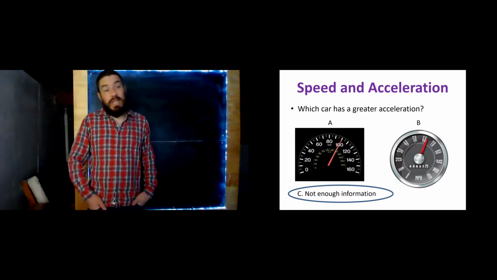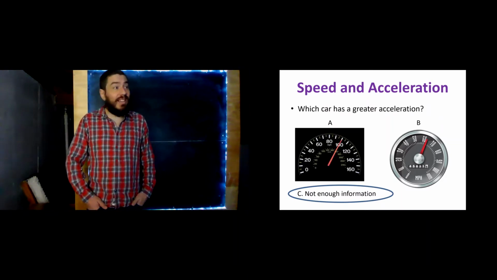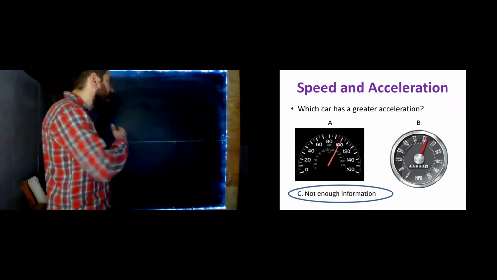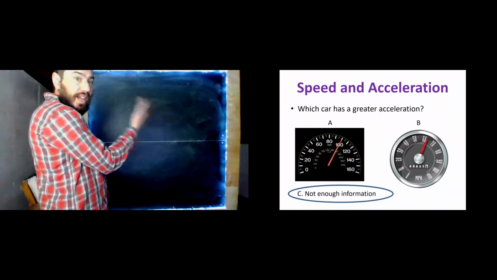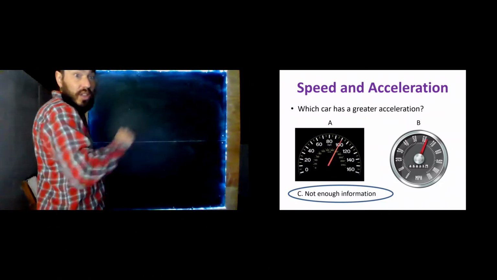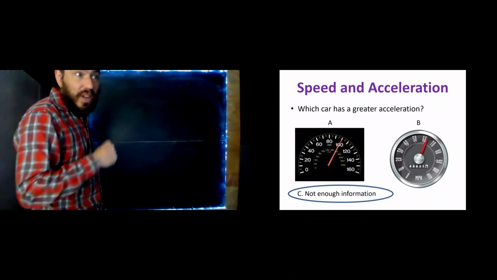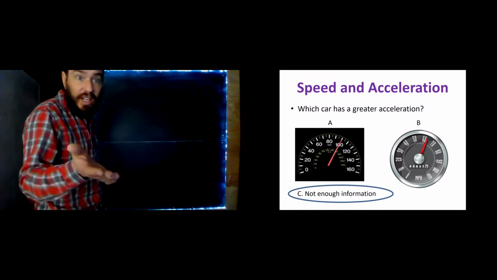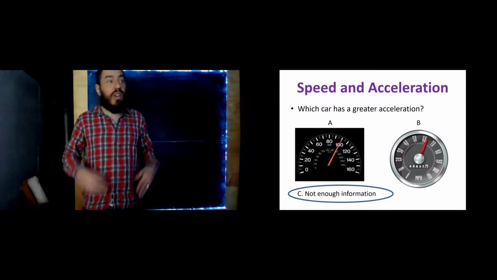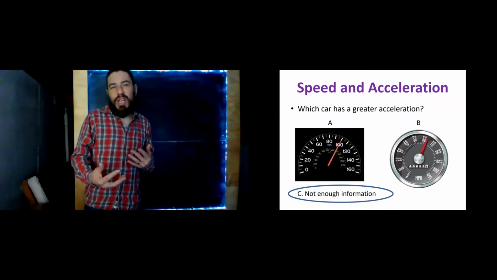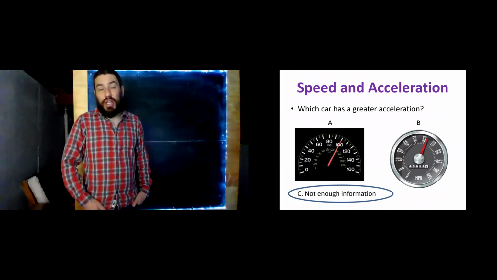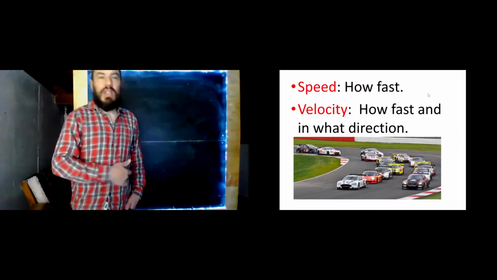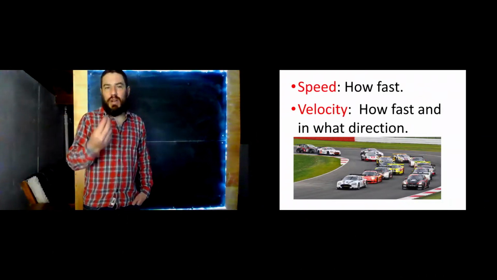Well, the piece that we're missing is how fast the speed is changing. In a way, we're looking for whether or not these needles are moving. If the needles are moving, then the car is accelerating. But if this car has been going 100 miles an hour for the last hour, then you know what? It's not accelerating. So we don't know how their speed is changing, so we don't have enough information to answer questions about acceleration.